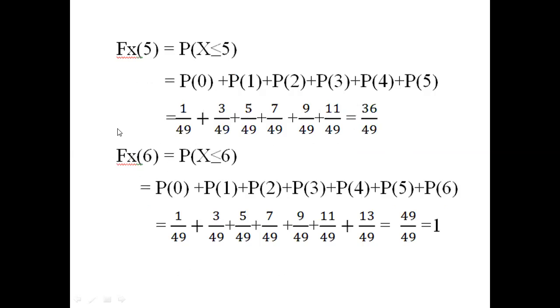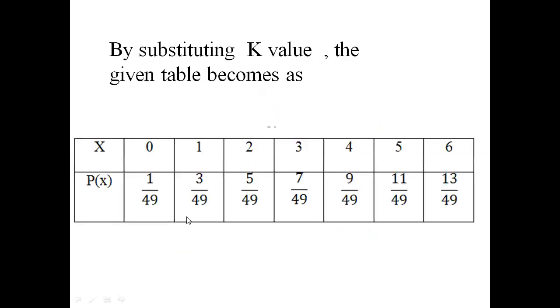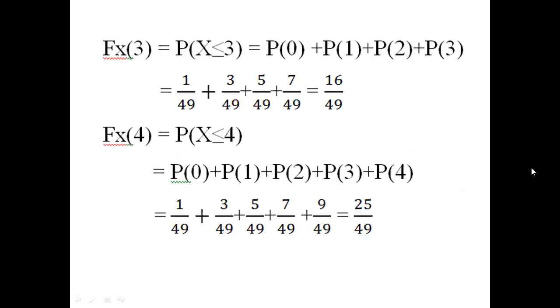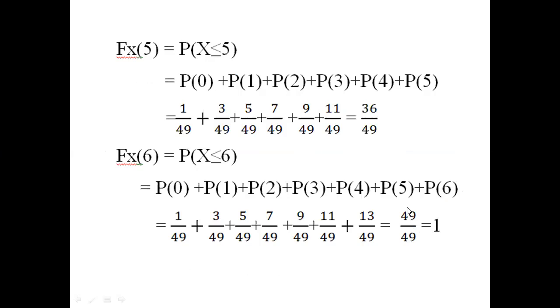Next, the distribution function at 6. Capital Fx of 6 is equal to P of x is less than or equal to 6. For satisfying this condition, P of 0 plus P of 1 and so on plus P of 6. By substituting the corresponding probabilities, 1 by 49 plus 3 by 49 plus and so on 13 by 49. By summing all these, we are getting 49 by 49. That means 1. Already we know the probability distribution function final value is 1.